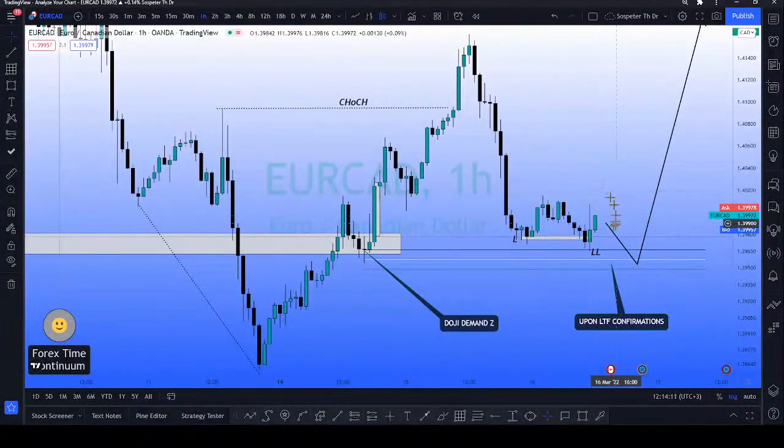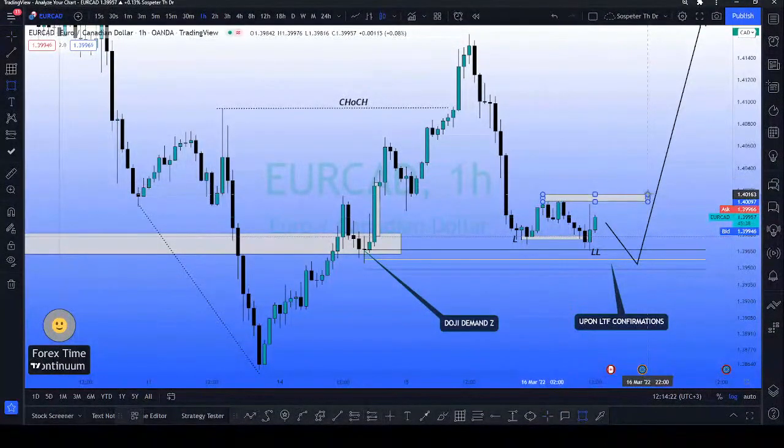I was expecting it to go a little deeper, but it's already on our zone. So if they break these highs, now you can narrow to the lower time frame like M15.